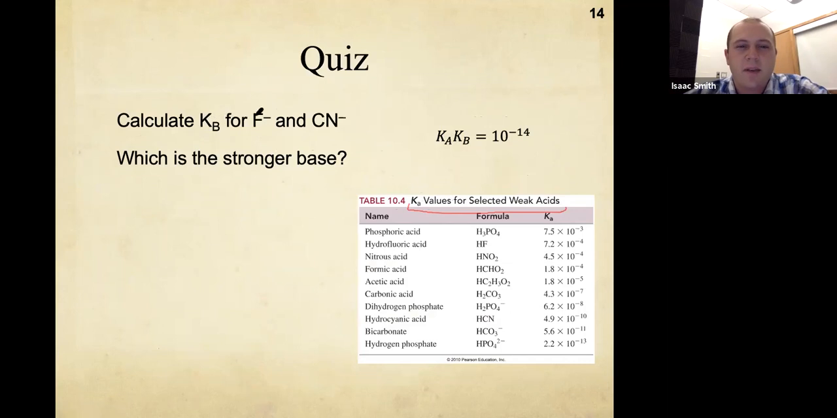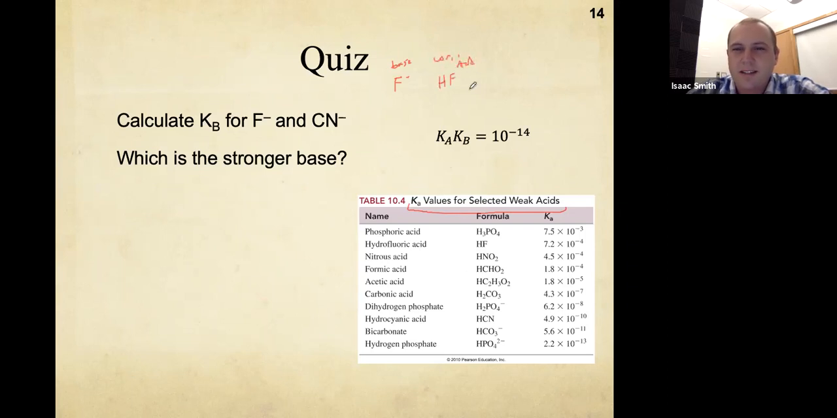Okay, so we need Kb for F minus. Okay, so if F minus is our base, again, to get Kb using Ka, we need to find the Ka of the conjugate acid of F minus. Well, the conjugate acid for F minus is just going to be HF, right?